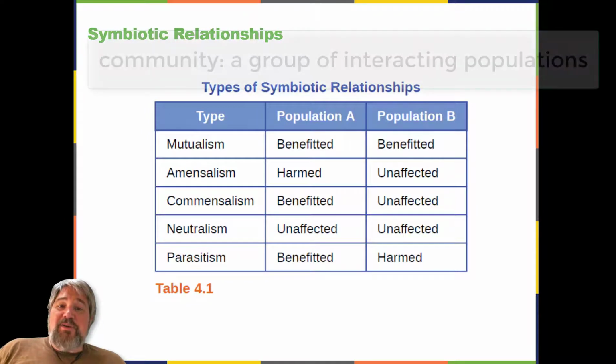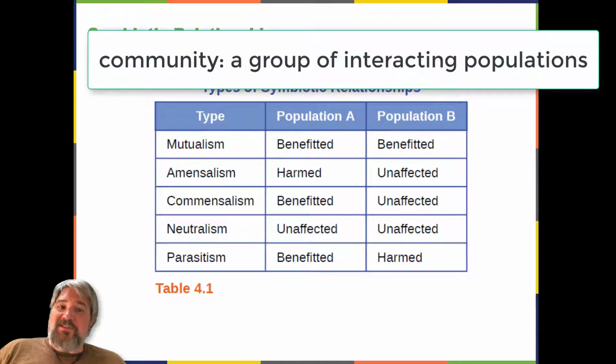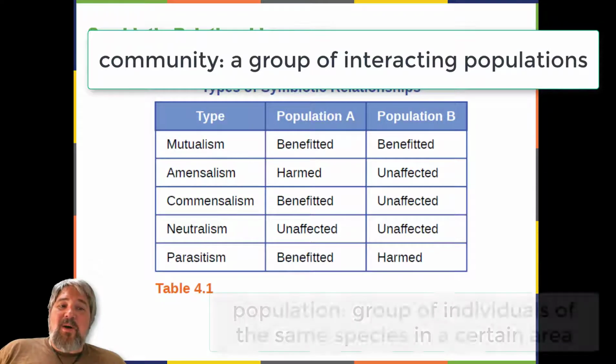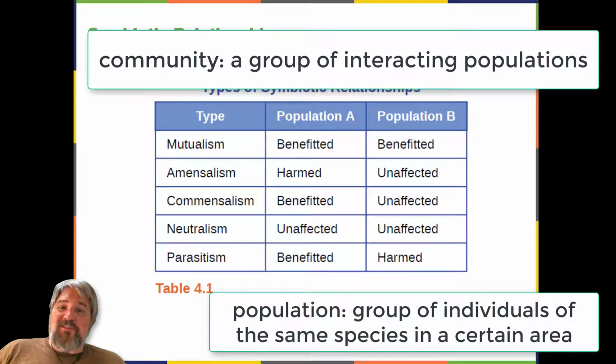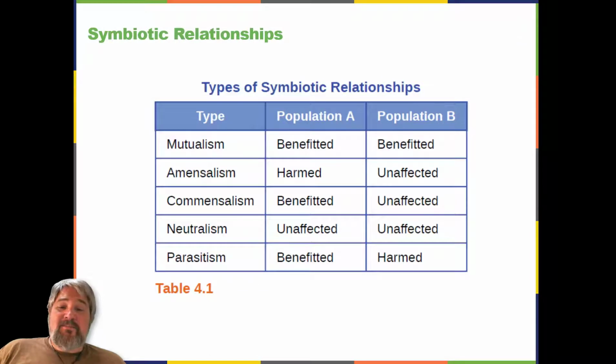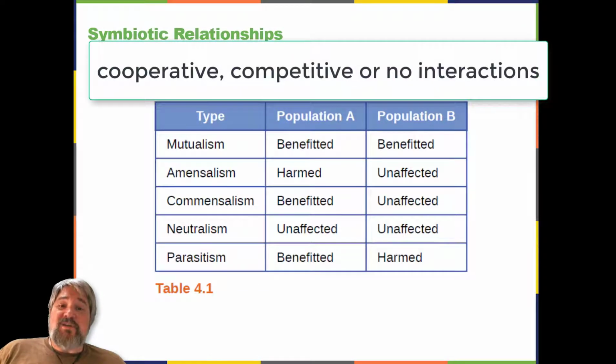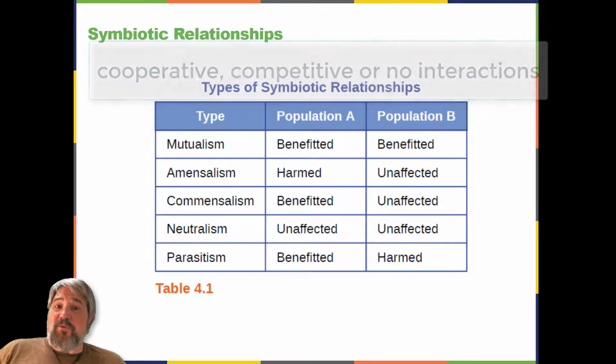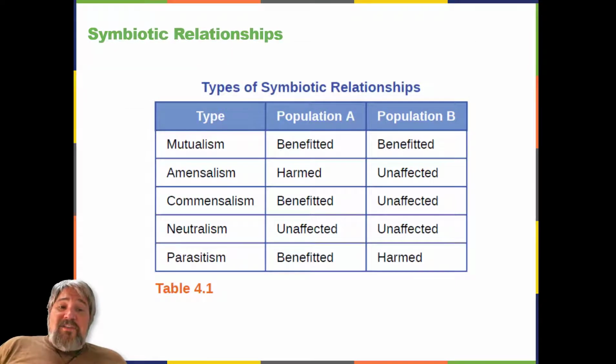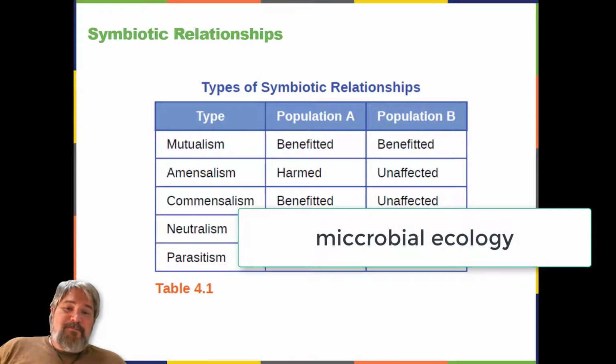Prokaryotes live in a community, or a group of interacting populations of organisms. A population is a group of individual organisms belonging to the same biological species and limited to a certain geographic area. Populations can have cooperative interactions which benefit the populations, or competitive interactions in which one population competes with another for resources. The study of these interactions between populations is called microbial ecology.